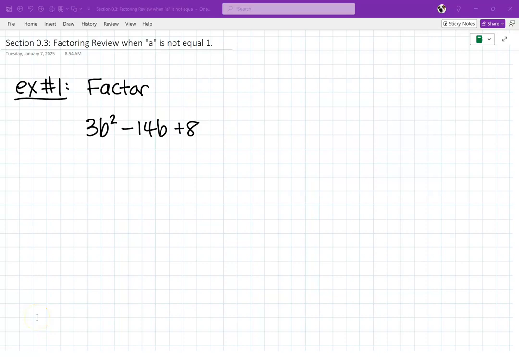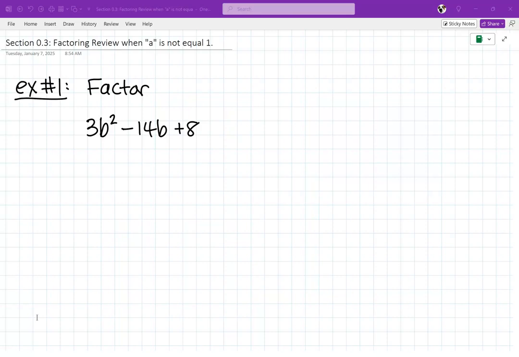All right, so today we are going to section 0.3. Again, chapter 0 is not an actual chapter. It's just extra stuff that we're putting in, but there are three things that we want to cover with you guys. So this is the third one, not the second one. So we're going to jump really quick, but we are factoring with a not equal to 1.